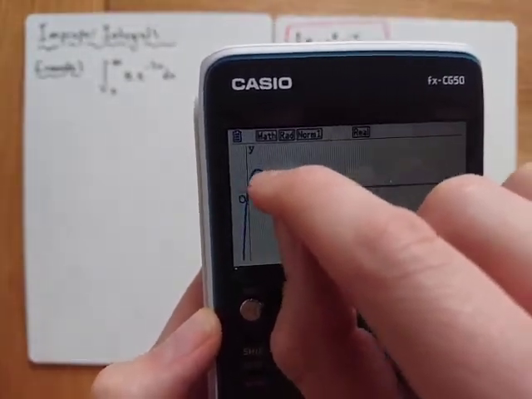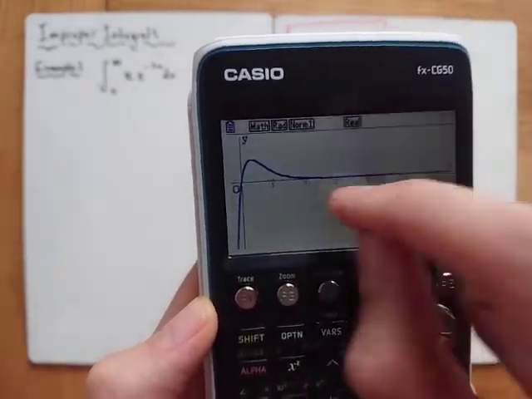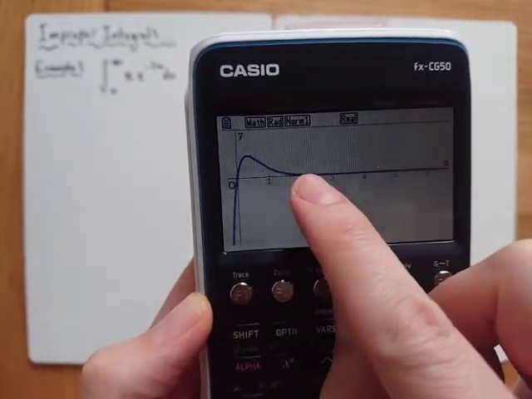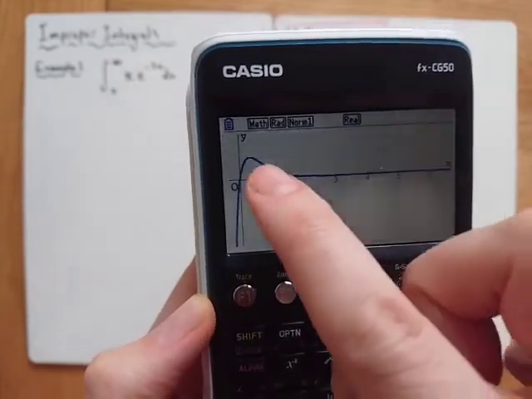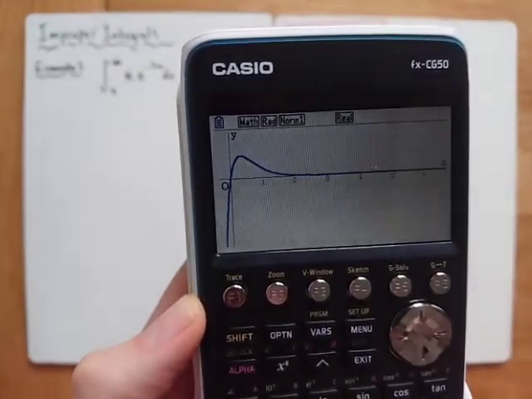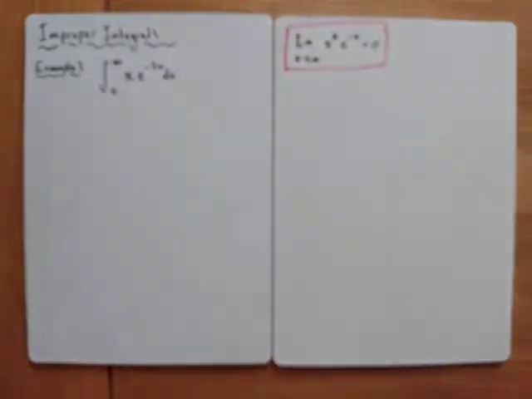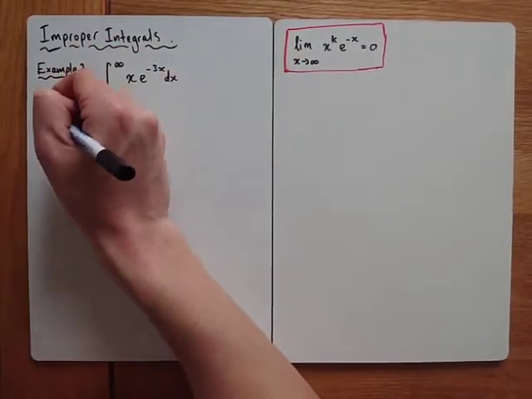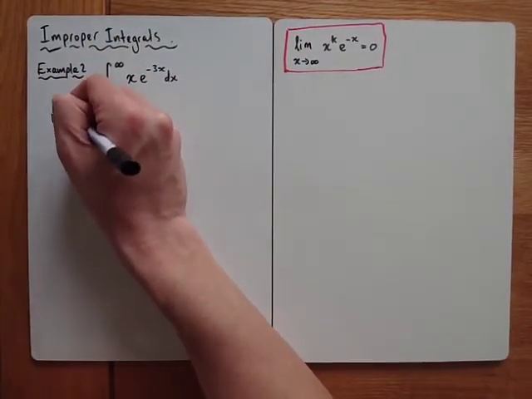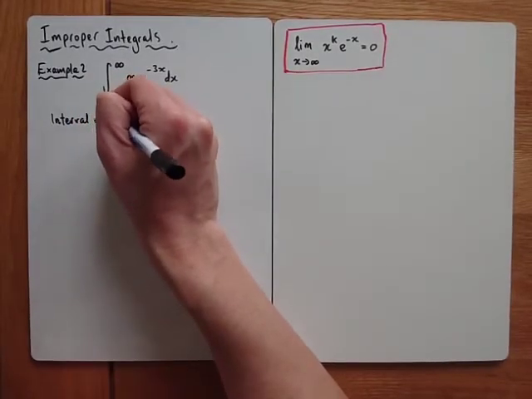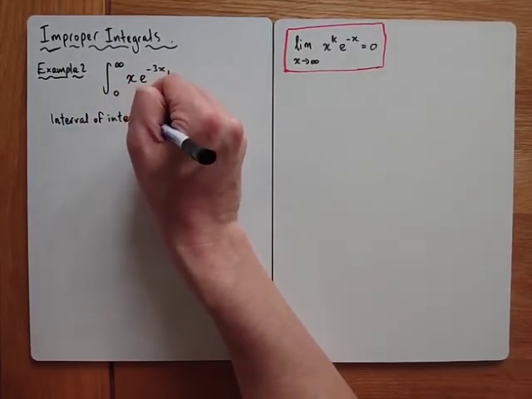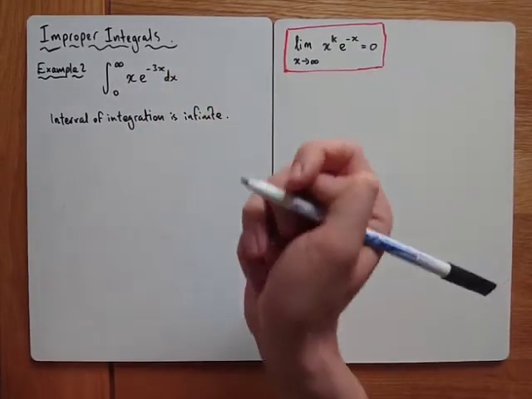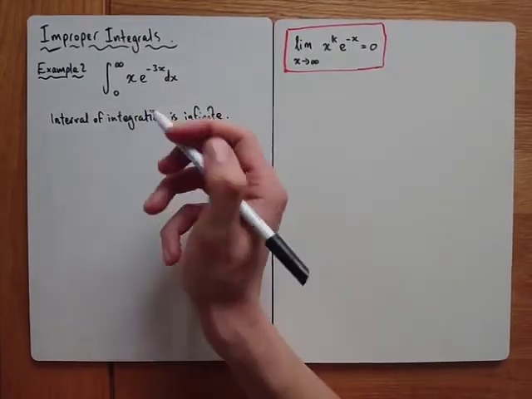So is this area here, as far as we go that way, does it tend towards a limit, or does the area just get bigger and bigger and bigger? It looks to me on the calculator like this area gets really close to the axis very quickly, so I think we might be able to find out what this area is. But we're going to have to go through the process just to see. Okay, so we're going to say that the interval of integration is infinite. And we're going to have to integrate this using parts.